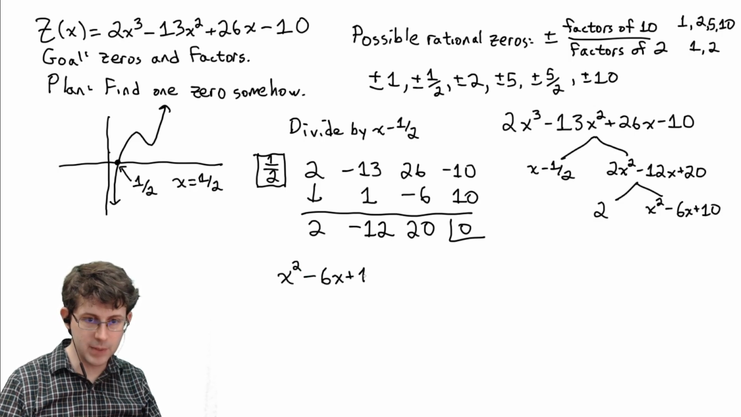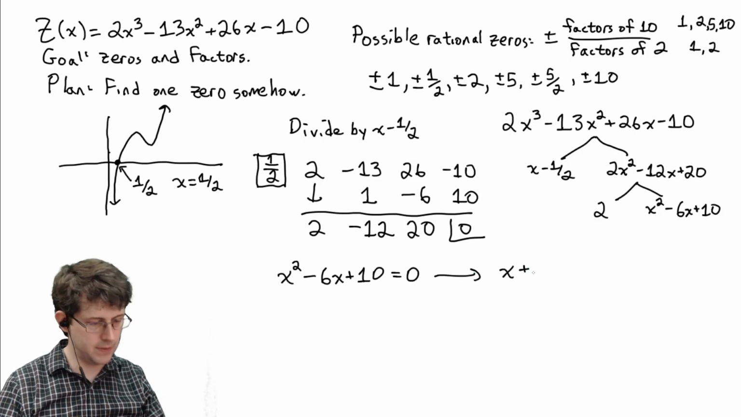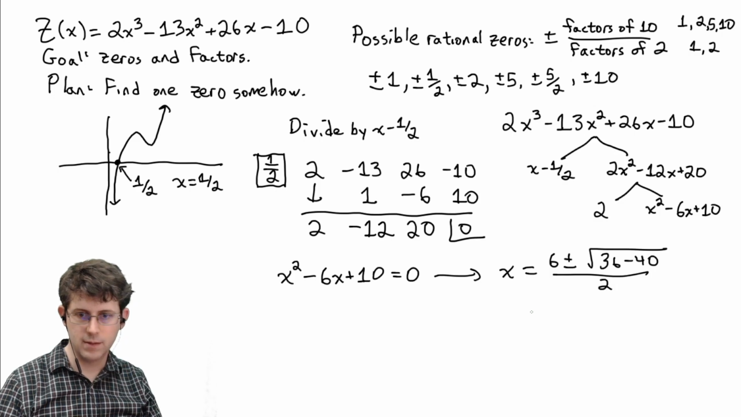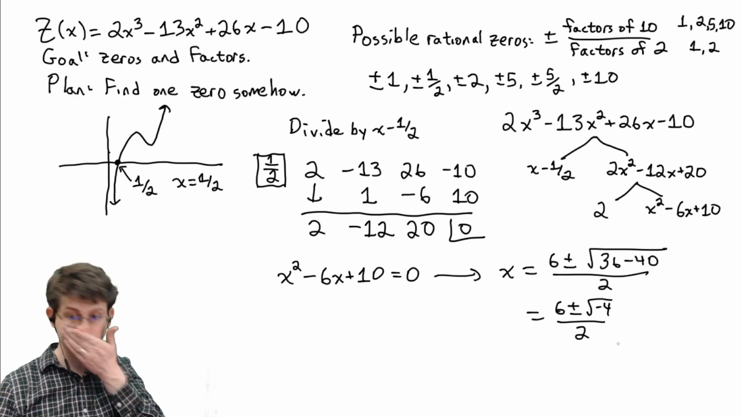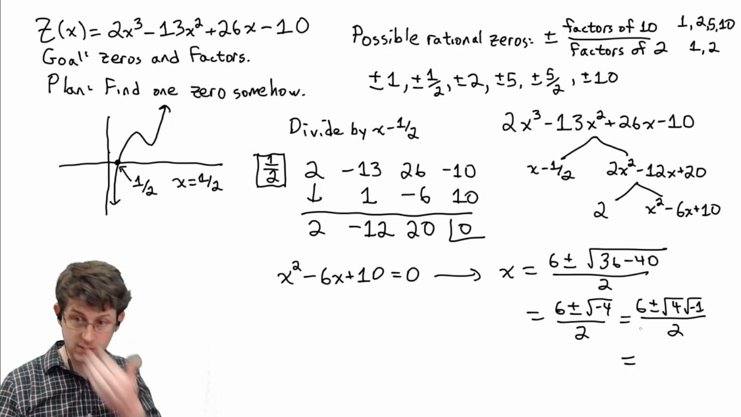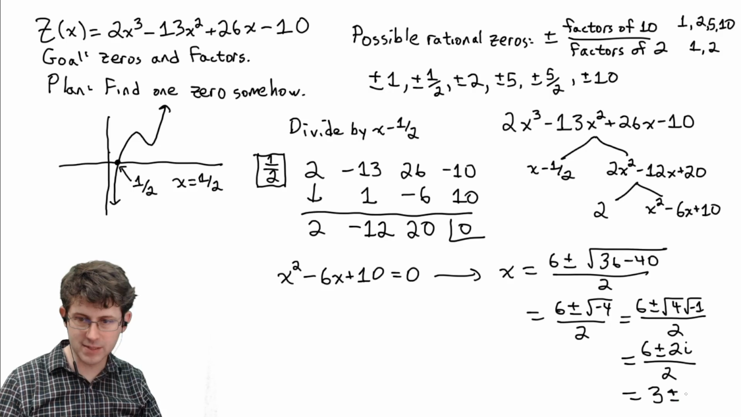If I was looking for the places where x squared minus 6x plus 10 was 0, I could get it with the quadratic formula. Get 6 plus or minus the square root of negative 4. Okay. The square root of negative 4 is the square root of 4 times the square root of negative 1. And both of those are easy. The square root of 4 is just 2. The square root of negative 1 is called i. And then when I divide all this by 2, I get 3 plus or minus i.